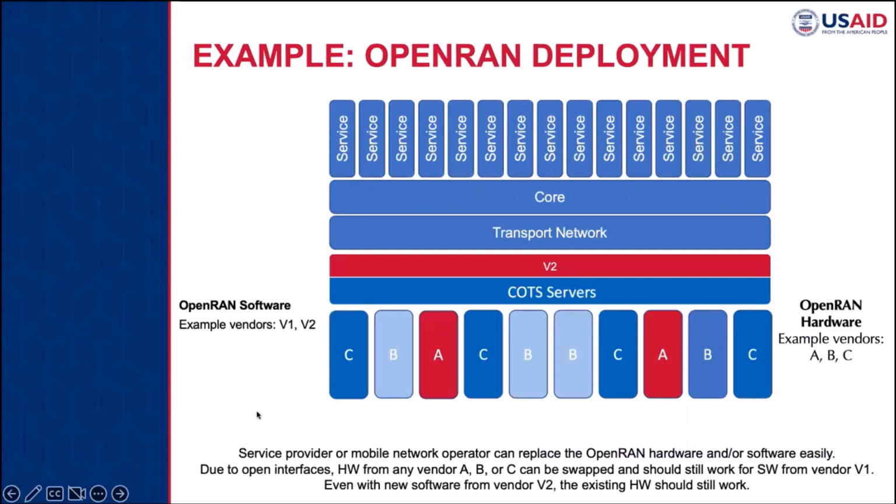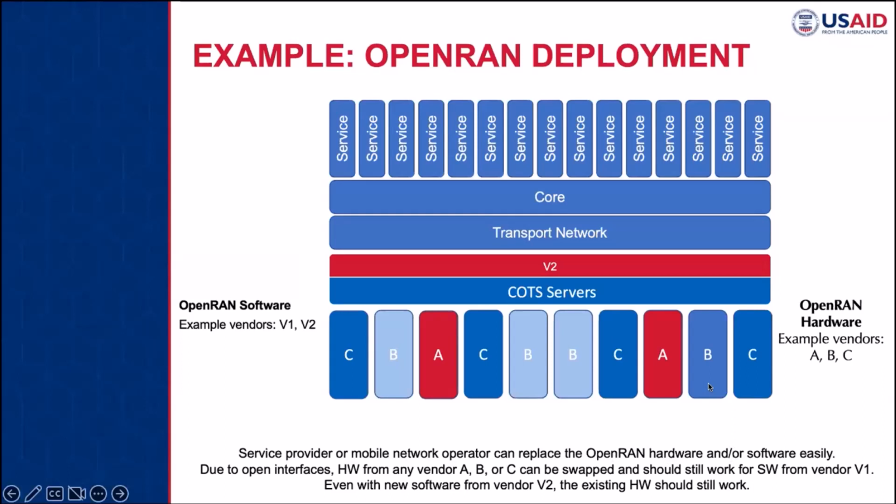But for OpenRAN deployment, it is now running on top of open hardware. The hardware can be coming from different vendors. Like for example here, vendor ABC. And then these are commercial off-the-shelf servers. Okay, and then the software running on top of the commercial off-the-shelf servers is open as well, or OpenRAN software as well.